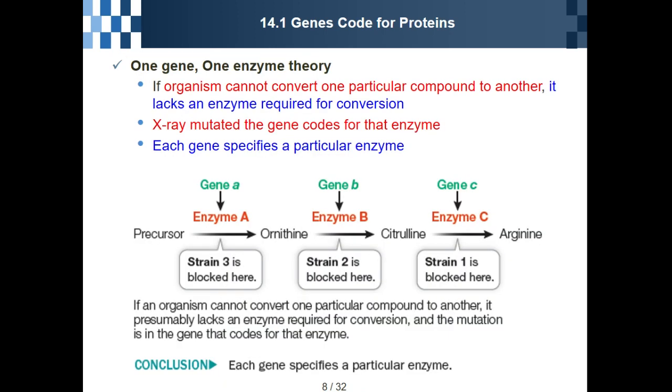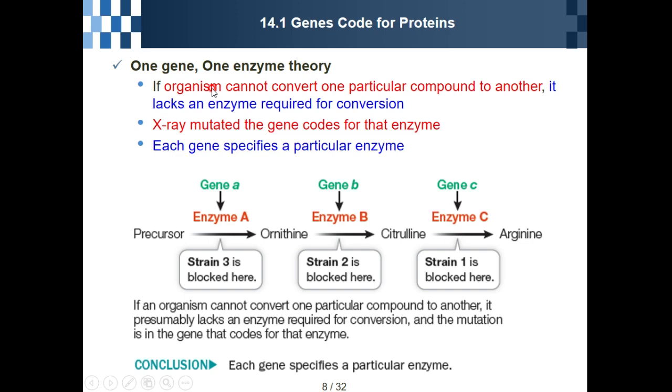Okay, so totally we call it the one gene, one enzyme theory. So if an organism cannot convert one particular compound to another, it means that it lacks an enzyme required for the conversion. So maybe the X-ray mutated a gene that codes for that enzyme. So based on this experiment, we can say that each gene, gene A, gene B, gene C, can specify a particular enzyme. So gene A specifies enzyme A, gene B specifies enzyme B, gene C specifies enzyme C, like this. So this is recorded as the one gene, one enzyme theory.